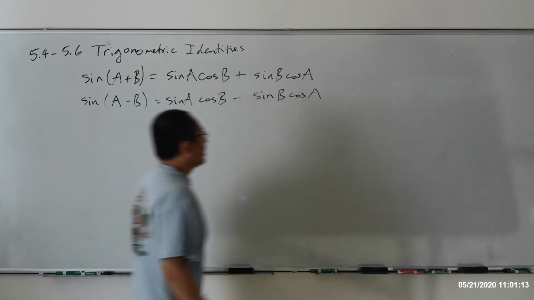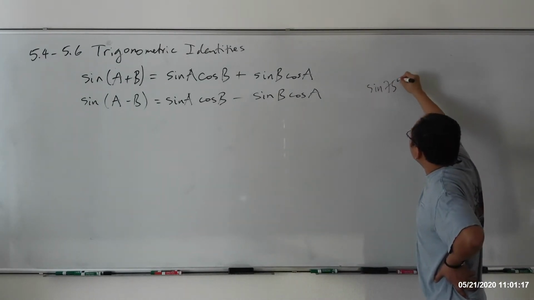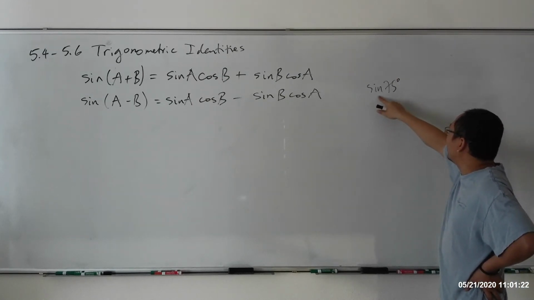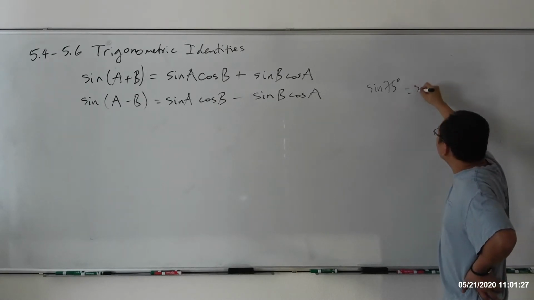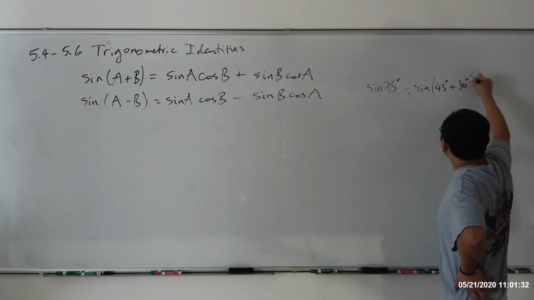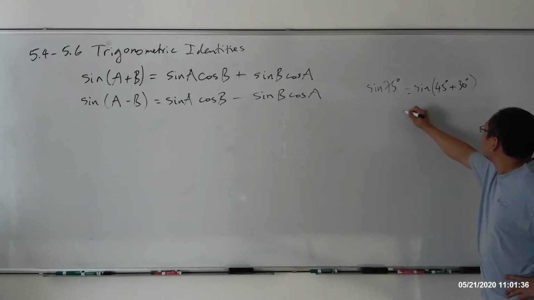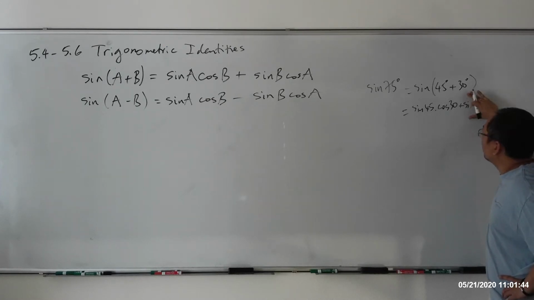Right? Example. If they ask you to calculate, how about sine of 75 degrees? I use degrees, but you can think of radians, the same thing. And we don't have any formula for 75 degrees, but you can break it out as sine of 45 degrees plus 30 degrees. And now apply the formula, adding, so it's going to be sine 45 times cosine 30 plus sine 30 times cosine 45.